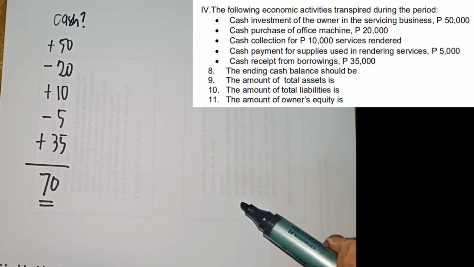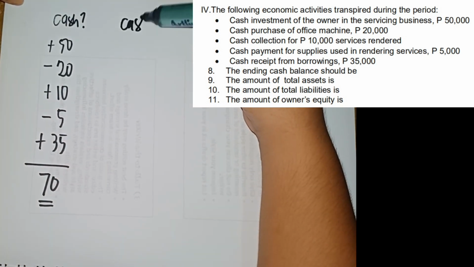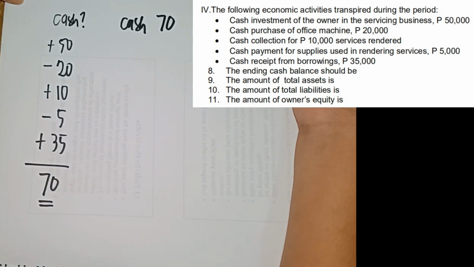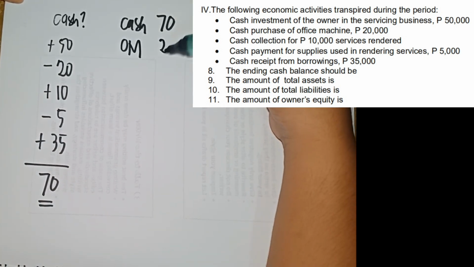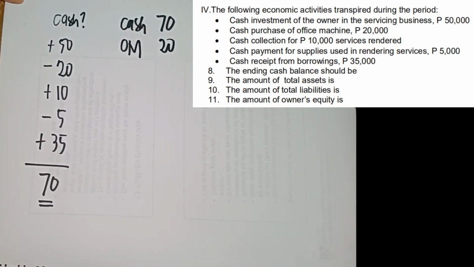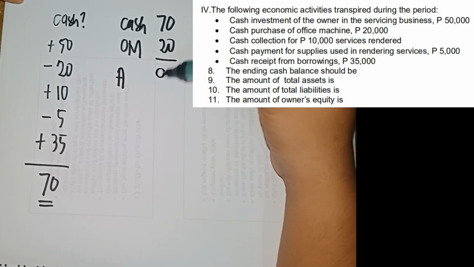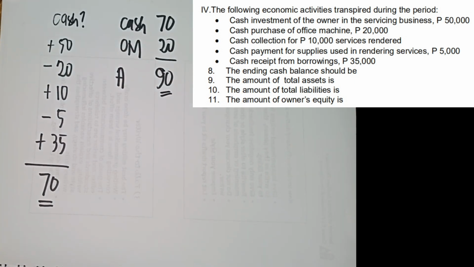Next question is, how much is the amount of our total assets? Again, take note na ang nakuha na natin kanina is ang amount ng cash of 70,000. And the second bullet, meron tayong binili na office machine. That's an asset. Office machine of 20,000. So, yun lang naman ang asset natin. So, ang total is 90,000. Therefore, our answer is 90,000.